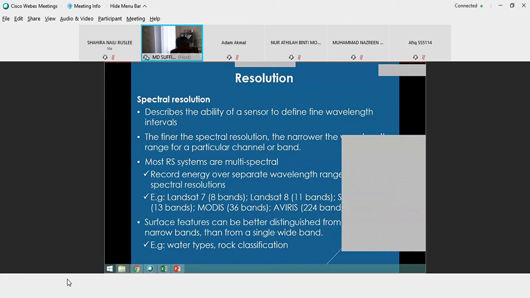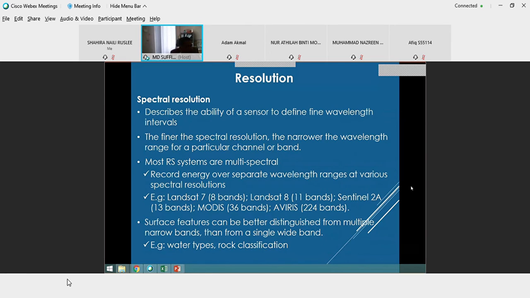So most remote sensing sensors, especially optical sensors, are multispectral. Multispectral meaning that they have different bands, starting from the visible band until the infrared band. So they record energy over separate wavelength ranges at various spectral resolutions. Bermaksud bahawa dia akan record wavelength energy from specific wavelength.